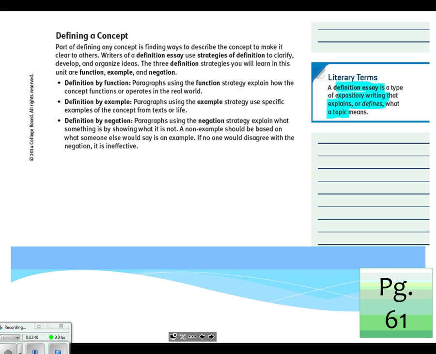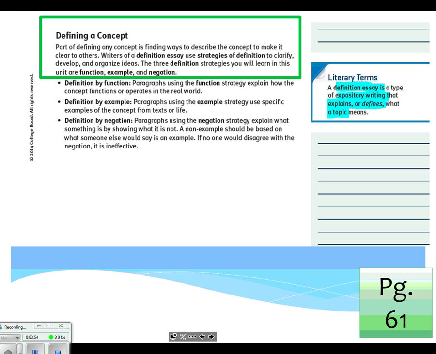So I'm sure at this moment you probably could define what a hero is, but the tricky part is now turning it into an essay. So being able to really broach the subject, have a lot of content about it. And that's where the definition strategies are going to come into play.